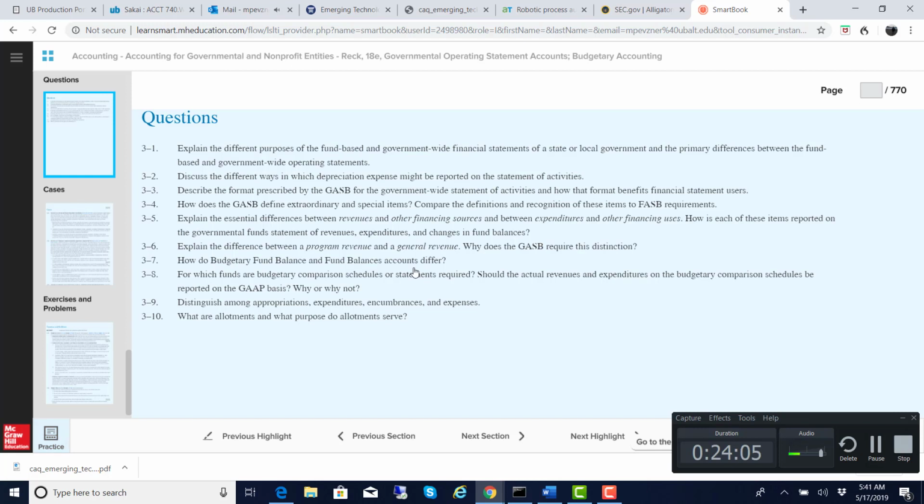Expenses, of course, are a government-wide financial statement element. Whereas appropriations and encumbrances relate to budgetary accounting, and expenditures relate to fund accounting, expenses are sacrifices of assets or incurrence of liabilities on a GAAP basis pertaining to government-wide financial statements.